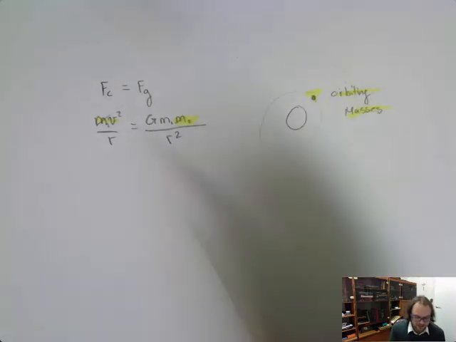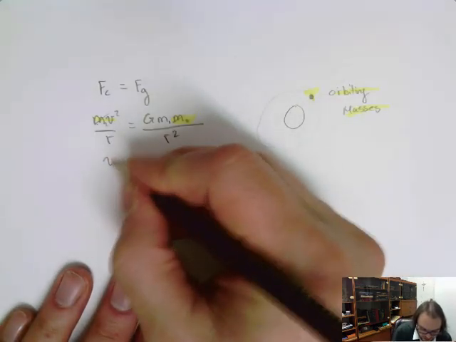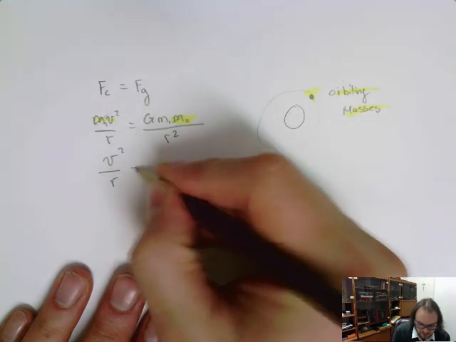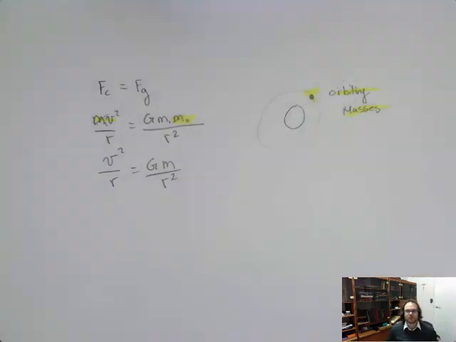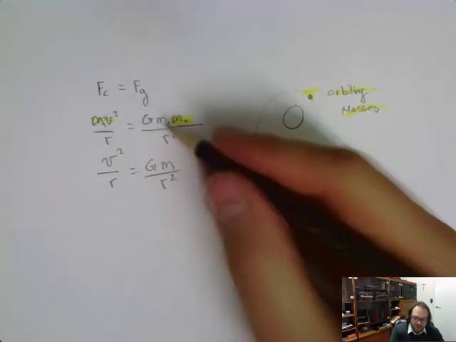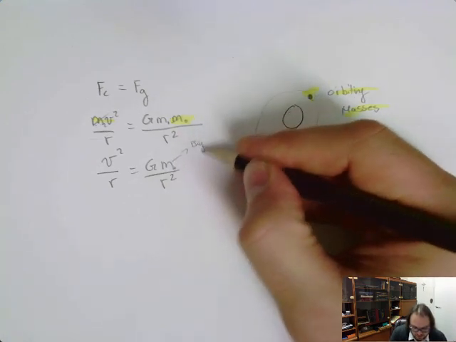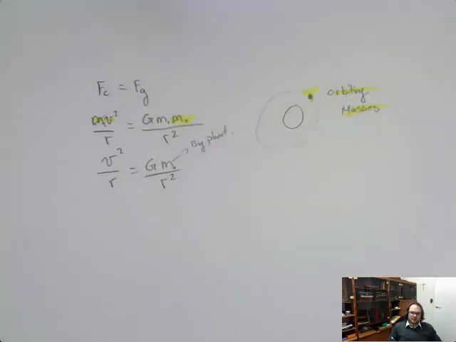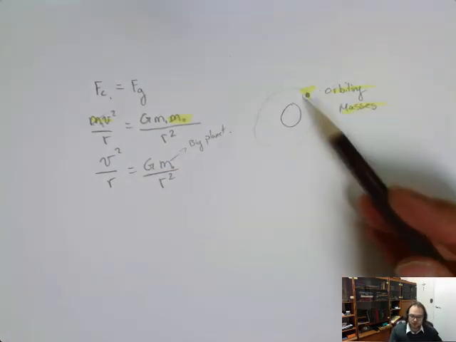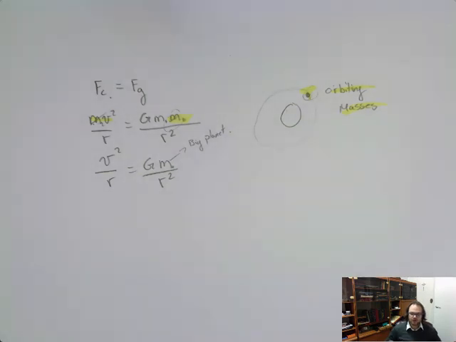Now, looking at that, I know that these two here can cancel off. I divide both sides by m, they cancel off. So I end up with v squared divided by r is equal to my gravitational constant multiplied by my mass divided by my radius squared. So this mass here is my big planet or star. And this is the only mass I have left, because my centripetal force is referring to my orbiting one, and one of my masses here has to refer to my orbiting one. So theoretically, I do not need to know the mass of my orbiting planet.